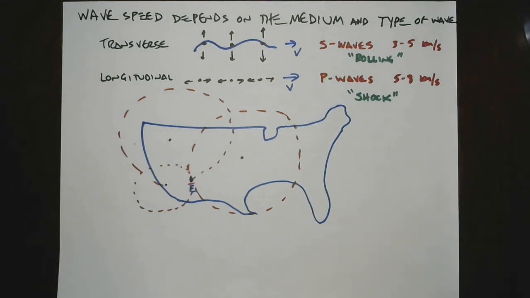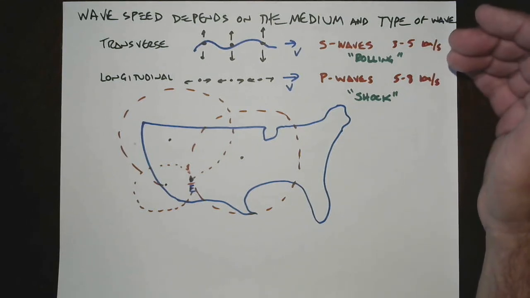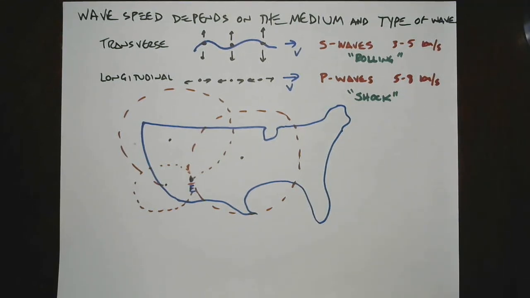So that's how a difference in arrival time of waves can tell us a lot about earthquakes, because earthquakes generate waves in the Earth's crust.